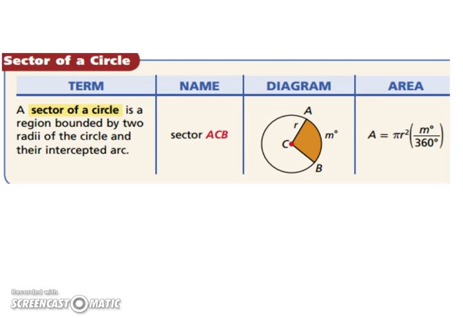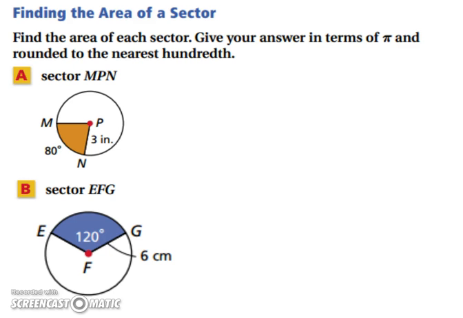A sector of a circle is a region bounded by two radii of the circle and their intercepted arc. Basically, it's a piece of a circle. So, we're going to use our formula for the area of a circle, which is pi r squared, and then this m divided by 360 is that piece of the area. So, let's try a couple examples. We'll do the first one together, and then you guys can try the next one on your own.